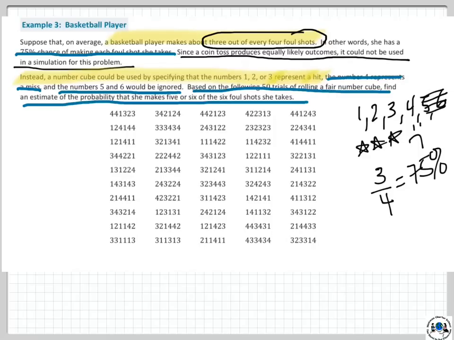And what they want us to do is now, based on the following, these 50 trials that they've accumulated, find the estimated probability that she makes 5 or 6 of the 6 foul shots she takes, okay? So we've ignored the 75%. The 75% here just helped us decide on how to set up our cube scenario. What was going to be a shot made, what was going to be a shot missed, okay? So that's all that was about. But now we want to know the probability of her making 5 or 6 of the 6 foul shots she takes, okay? So go ahead and look at this data and come on back after you have found that estimate of that probability. Okay?